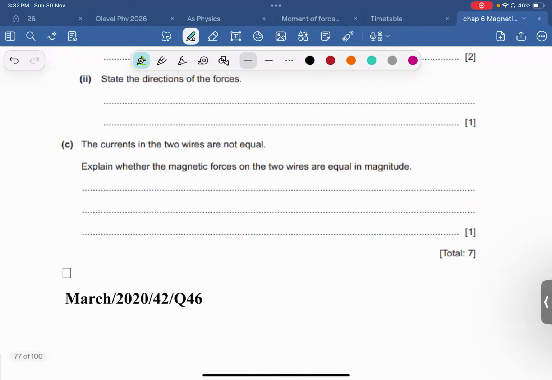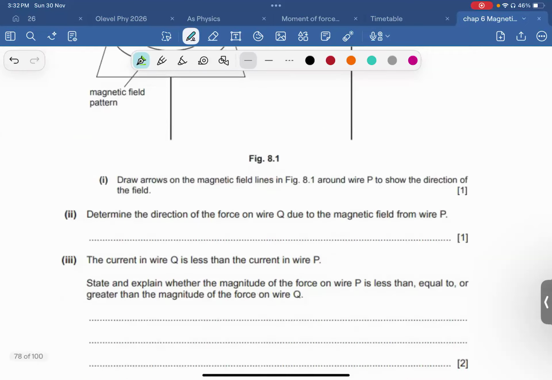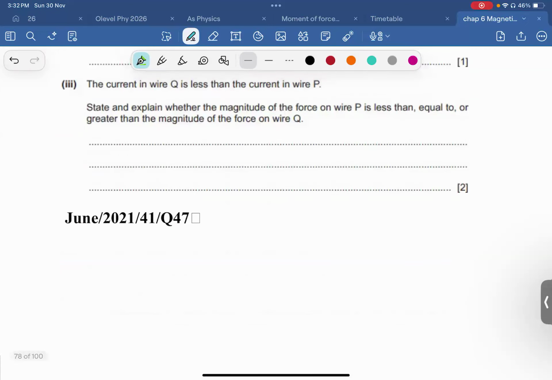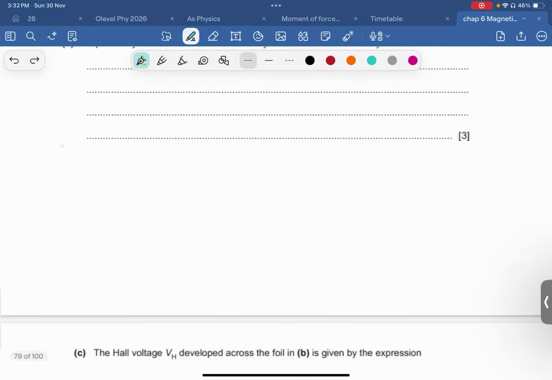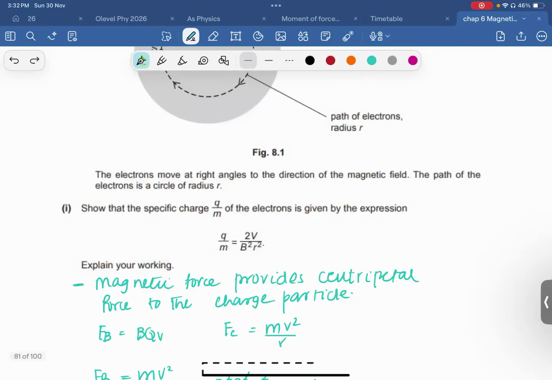And they're saying the currents in the two wires are not equal. Okay, so explain whether the magnetic force on the two wires are equal in magnitude or not, right? It should be of equal magnitude according to Newton's third law, right? Again the similar question. Equal or not, right?